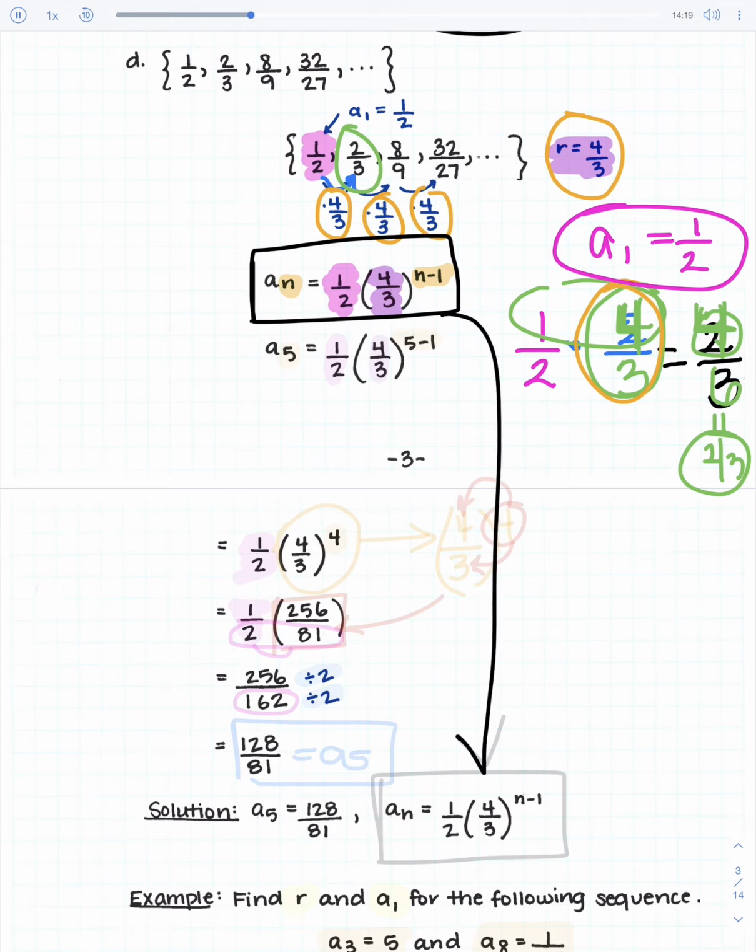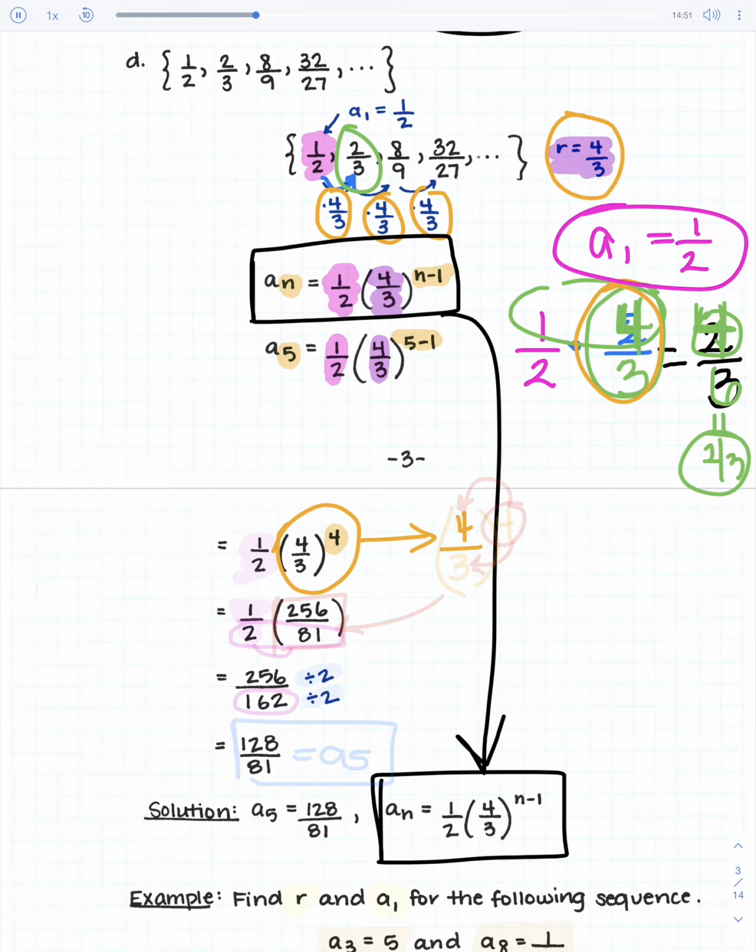And that is going to be a part of our final answer, because that's part of what they wanted. Now they also wanted the fifth term. So the fifth term takes, again, just like the last one, the first term 1/2 and your common ratio 4/3, but it takes the 4/3 and raises it to 1 less than what you wanted, which is instead of 5, 4. Remember, your order of operations is going to make you do the exponent first.